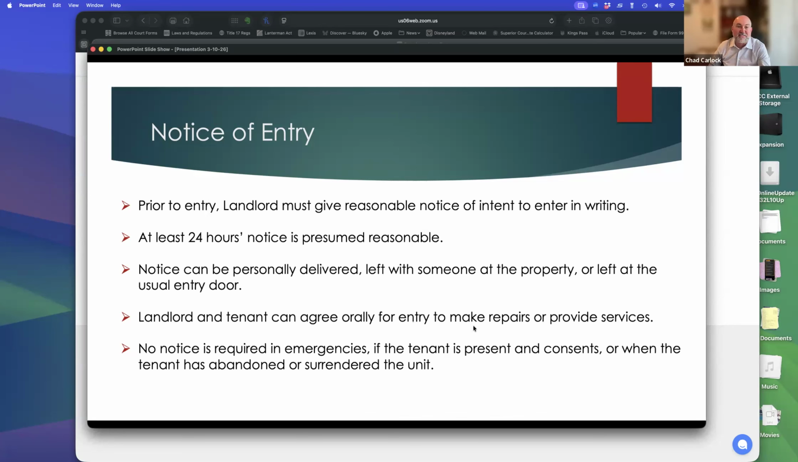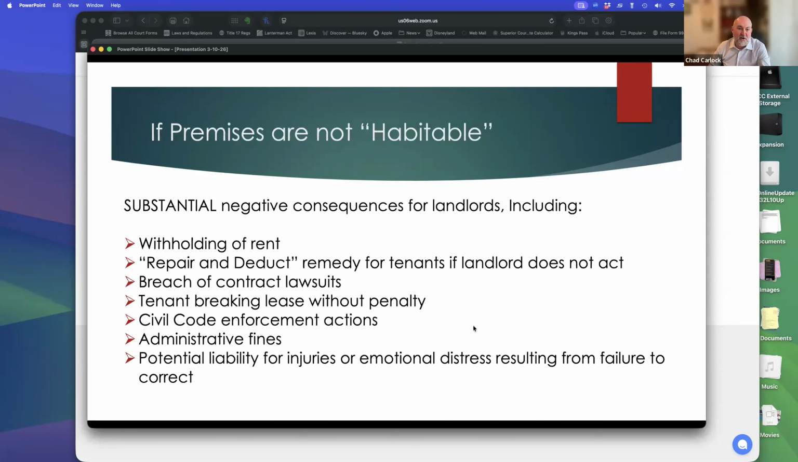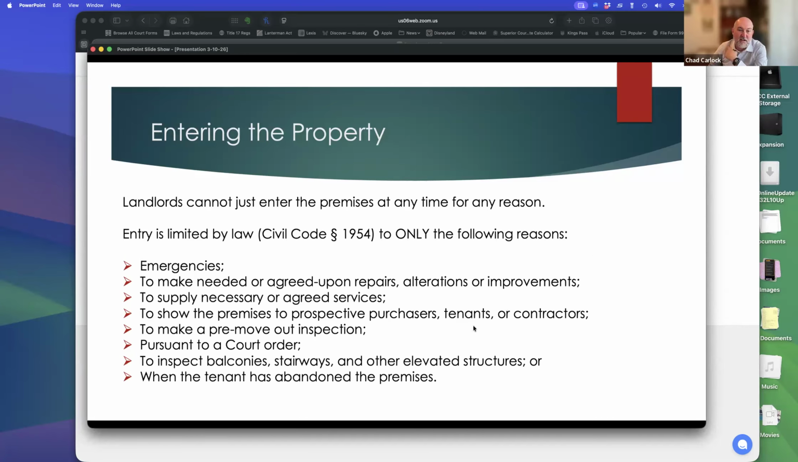Now, that is not listed on the list of permissible reasons to enter. So if you think someone has abandoned the property, you might want to give notice that you are making a repair, an alteration. You're inspecting the condition of the fire extinguishers under the sink, or the carbon monoxide smoke detectors, whatever, and that gives you the ability to enter.